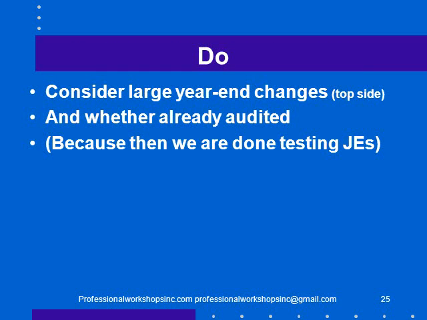So what should we do? Well, we clearly should consider large year-end changes. I don't care whether they're made by a journal entry or not. Any large year-end change made in preparing the financial statements or the consolidated financial statements, topside entries, that's something the auditor should be interested in. And we should consider whether or not we've already audited that, and we may well have. And if we've already audited it, and we've looked at all the big year-end changes, then we're done with testing journal entries.